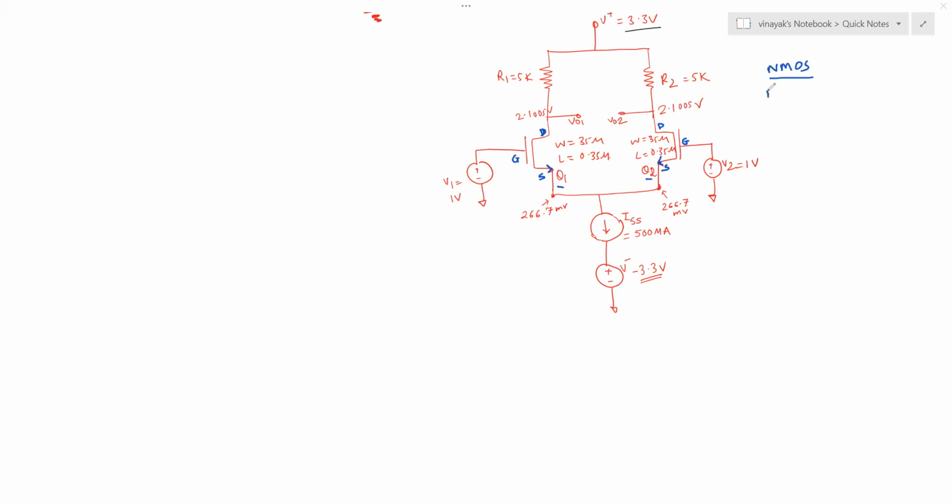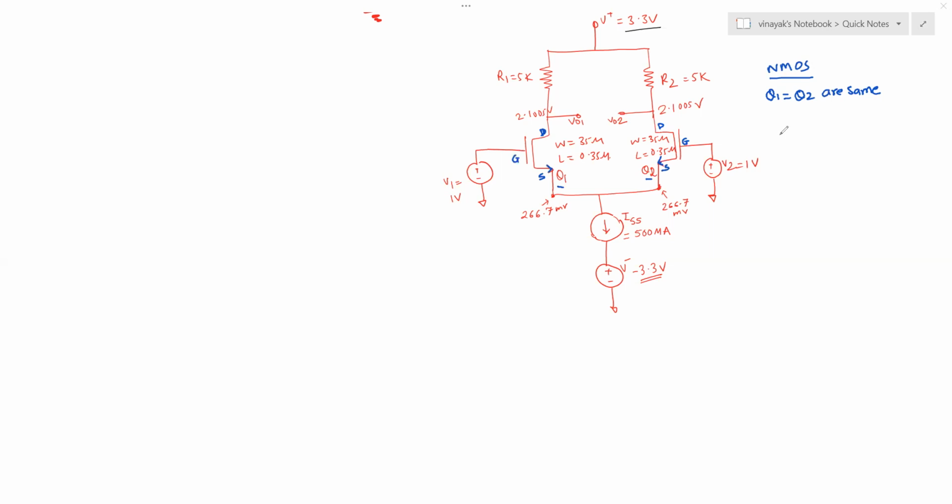And we assume that Q1 and Q2, or M1 and M2, whatever convention you want to use, are the same. It means they have the same properties. They are exactly matched, so they are identical transistors.